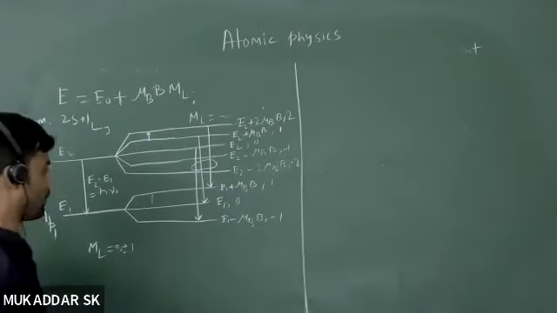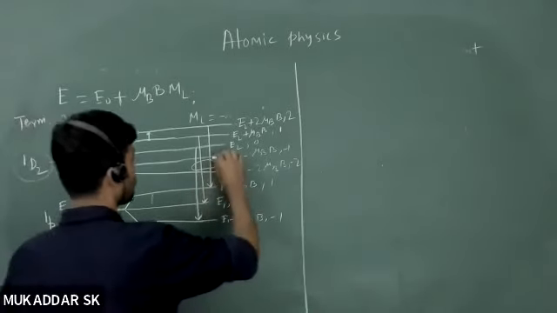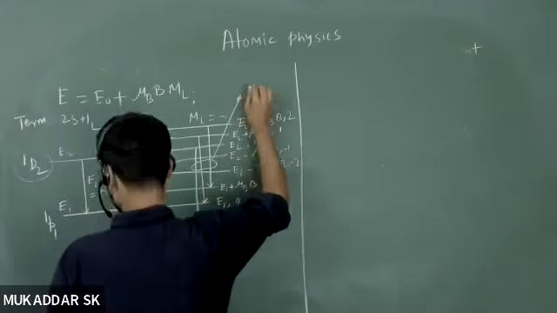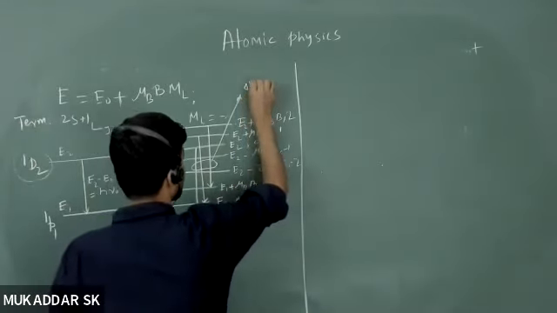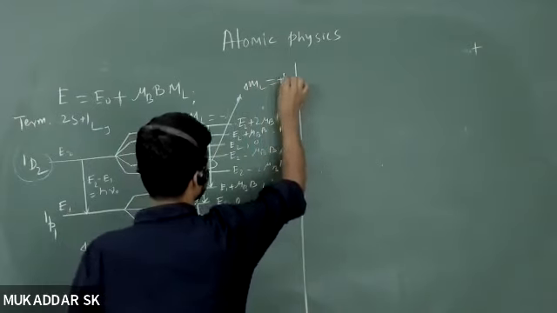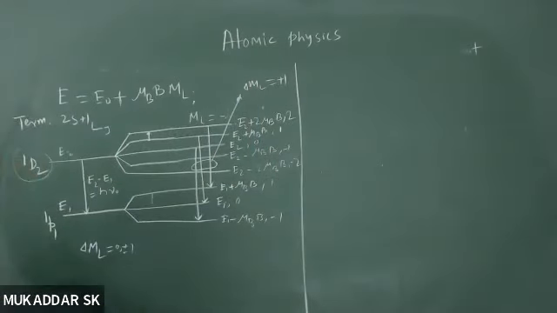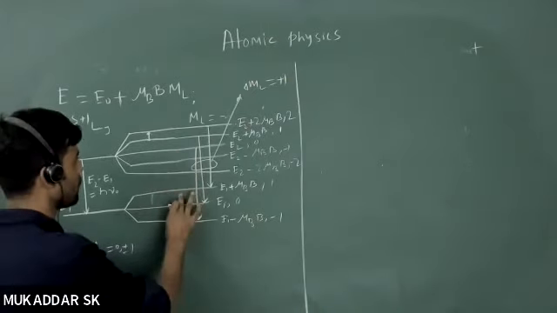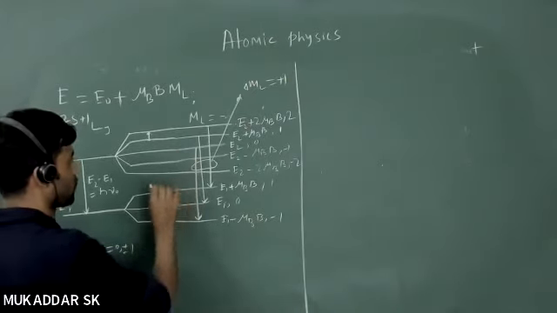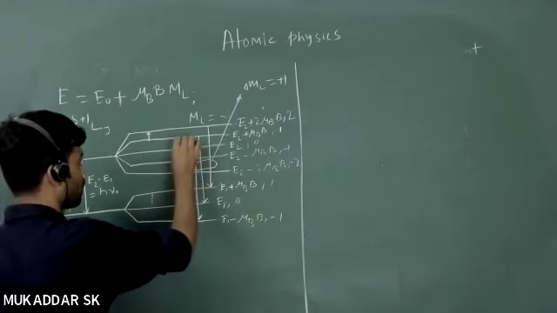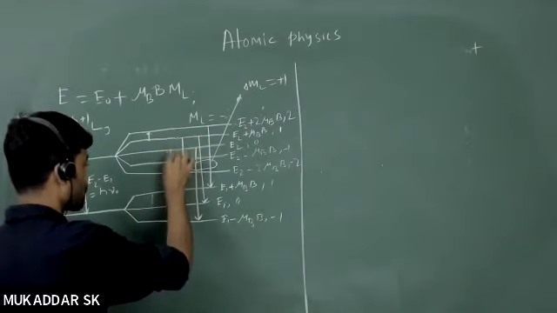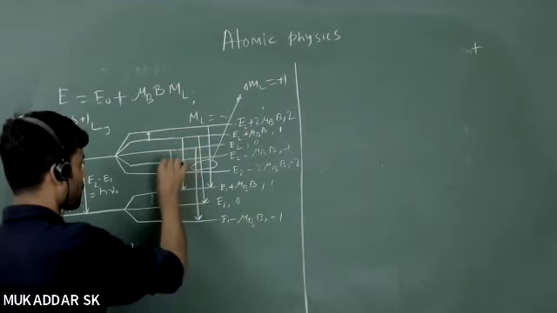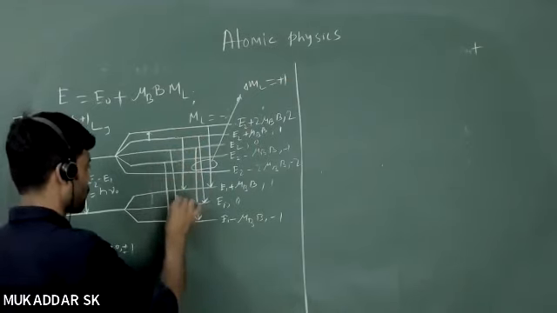Now what about ml? So this corresponds to delta ml. Here I have applied delta ml plus 1. Now let us apply delta ml 0. So when 1 to 1 transition, 0 to 0 transition, and minus 1 to minus 1 transition.